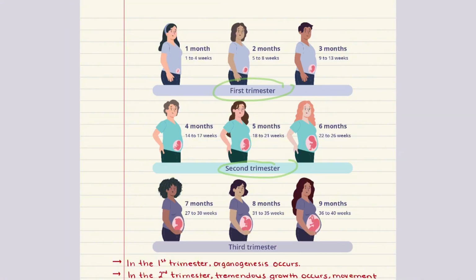In the third trimester, growth continues and brain development accelerates. Another major event in this trimester is the transfer of antibodies from the mother to the fetus through the placenta. And this passive immunity really helps protect the baby after birth while its own immune system is still developing.